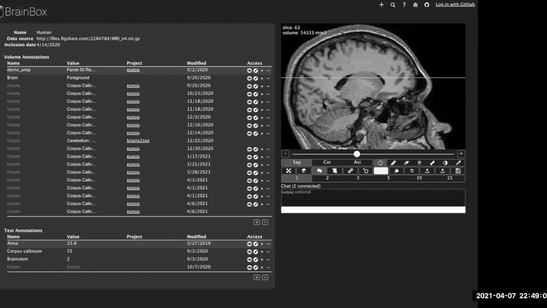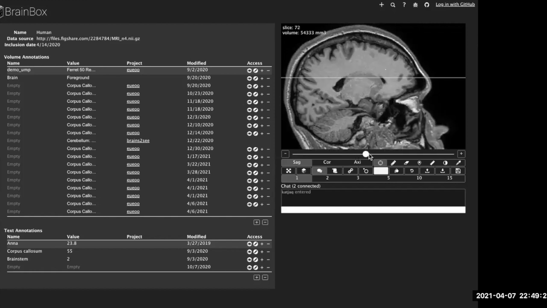So here we're looking at BrainBox, which is a website that allows us to examine different CT scans. Here we're taking a look at the sagittal scan, which looks at a side-on view of the brain. As we take the slider here, we can actually look at all the different cross-sections that a CT scan has taken of this person.